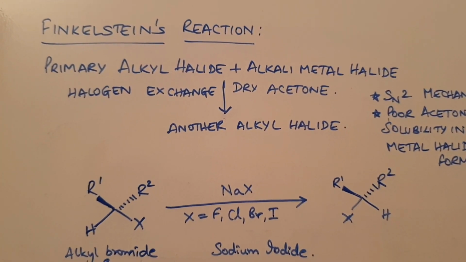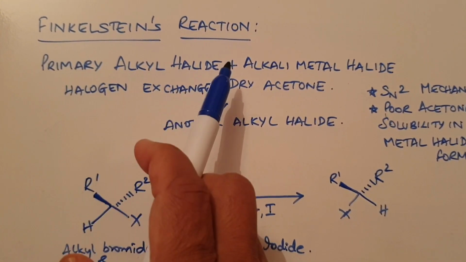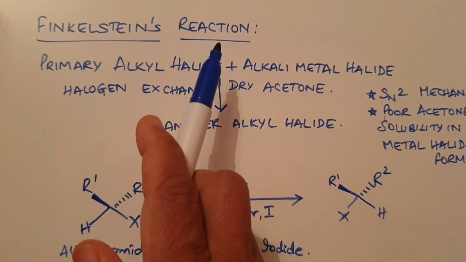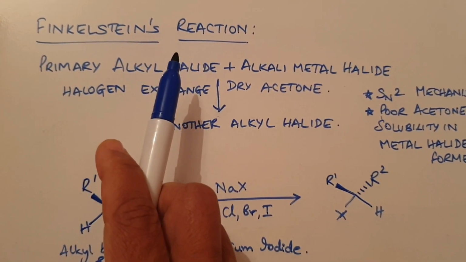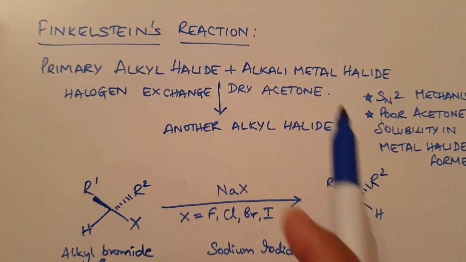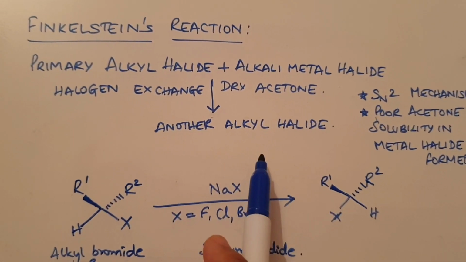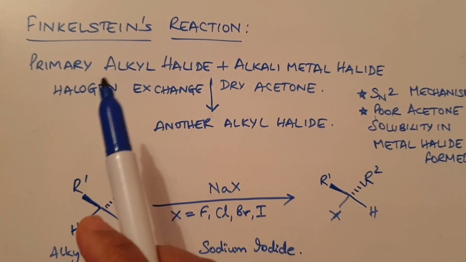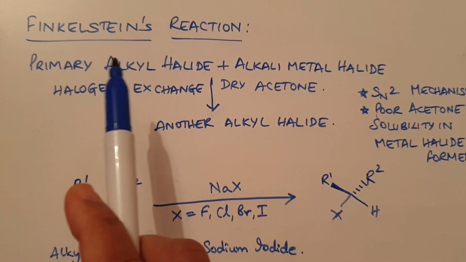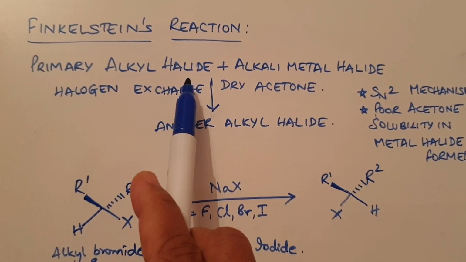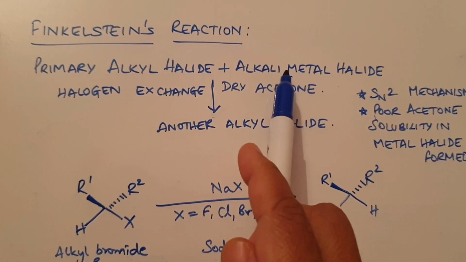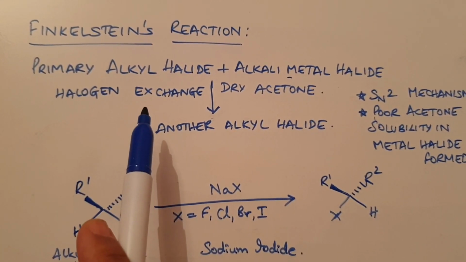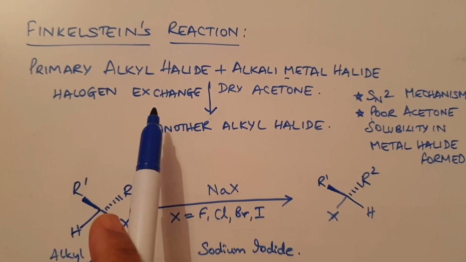Now today I am going to talk to you about Finkelstein's reaction. Here I told you the name of the reaction is important, and also the reactants with which we start off and the product which we obtain are very important. What we are trying to do here is we are starting with a primary alkyl halide, making it react with an alkali metal halide. And the class of reactions which take place here is a halogen exchange.